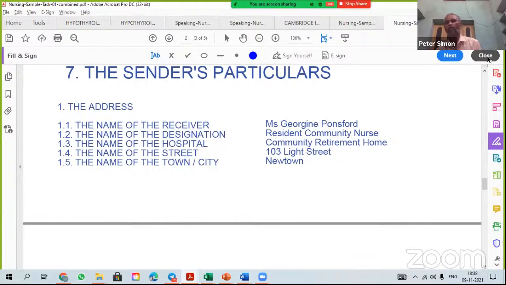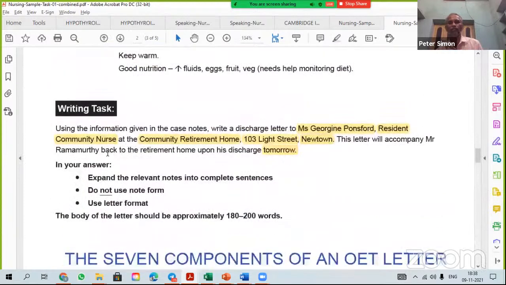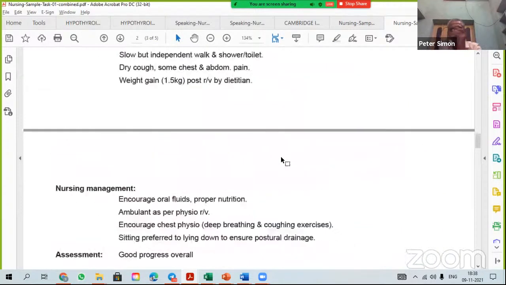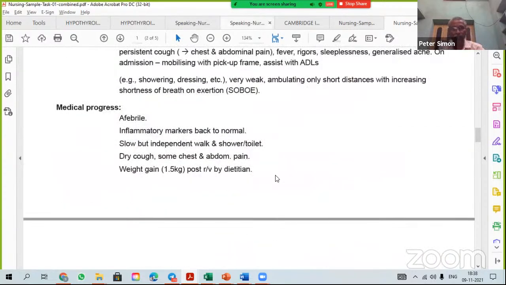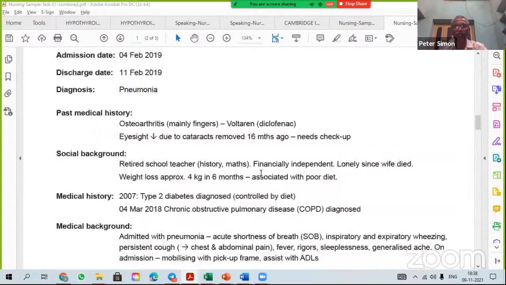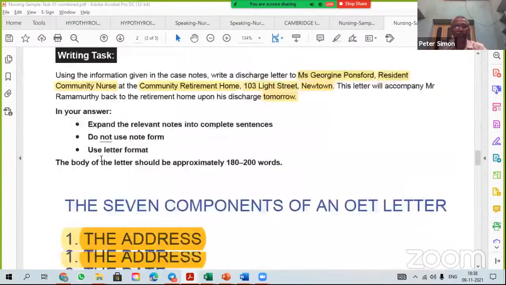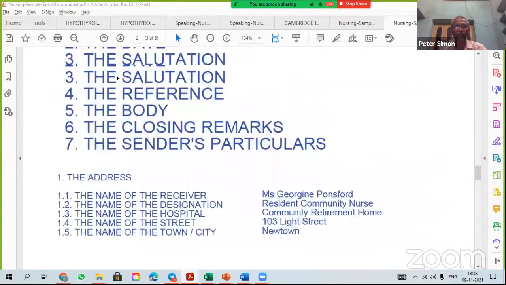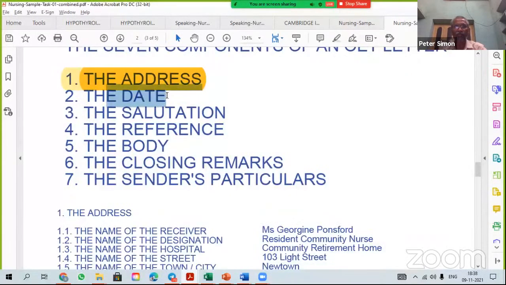Where did you get the address? From the writing task here. From here you got the address. Next one. Very good. Next one, number 2, is the date. So now we are bothered about the date.